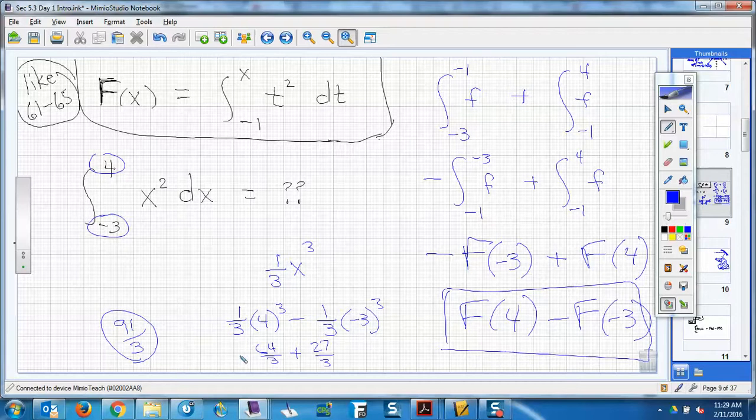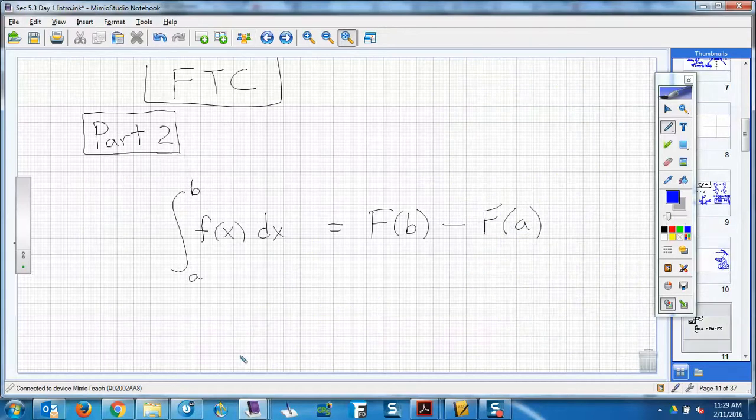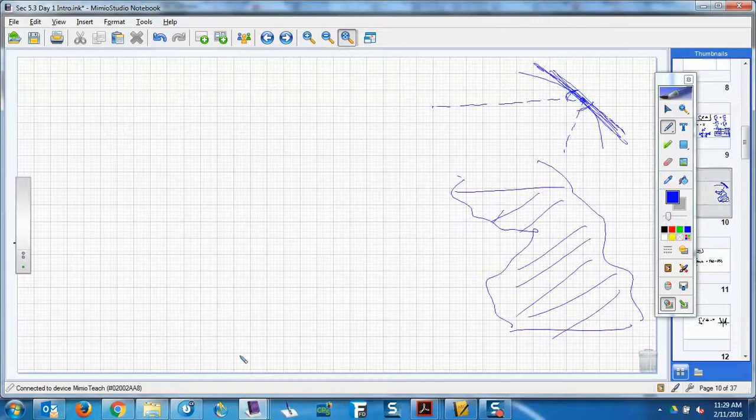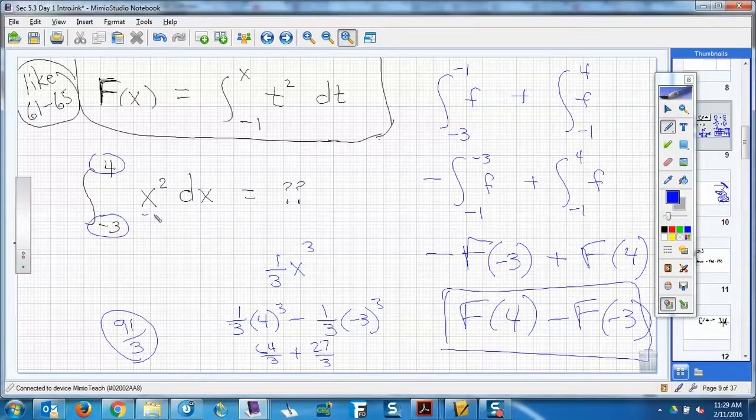Well, every year I never know if it's going to work. So it's always a relief when it works. Seem reasonable? 91 thirds? I mean, I guess 30 something, but that's probably going to go way up high. Where did you get the 1/3 from again? Oh, antiderivative of x squared.